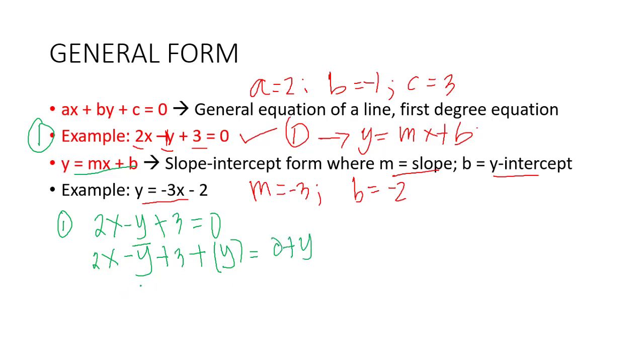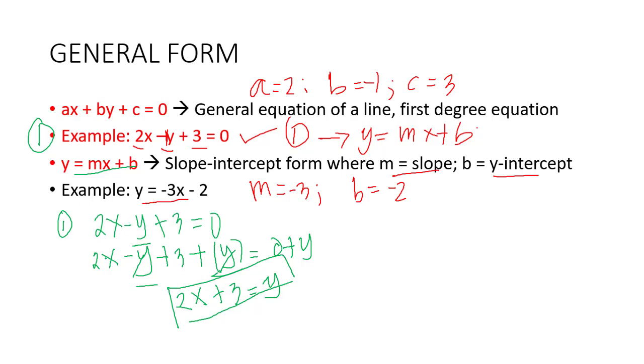Now, ano na lang matitira sa left side of the equation? Negative y plus y will become 0, right? So yung matitira na lang dito, this is already 0. Ang matitira na lang, 2x plus 3 is equal to y. So this is now our slope-intercept form of our equation number 1, which is in general form.